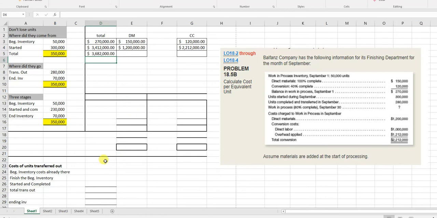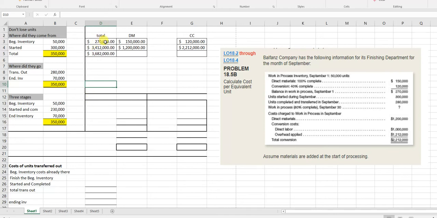I have $3,682,000 worth of costs that I need to figure out what happened to them. Were they finished or were they transferred out? So now what I do is I basically want to figure out a cost per unit. My cost per unit is figured out using equivalent units. So I'm only going to take what I did this period.